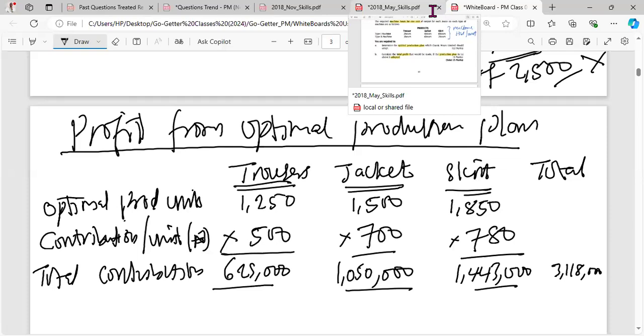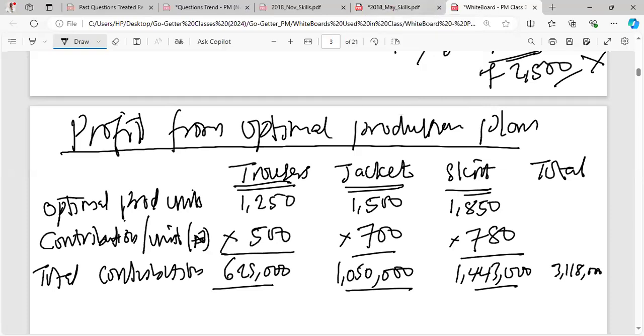All right, we are back. We have 3,118. Let me make it big here because we'll do some operations with it. It's going to be 3,118,000. That's your total contribution.